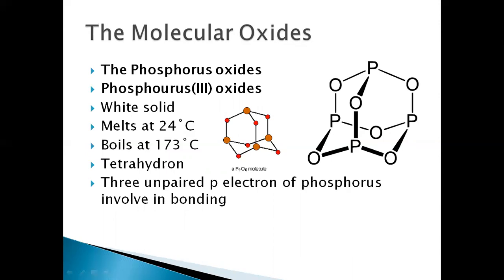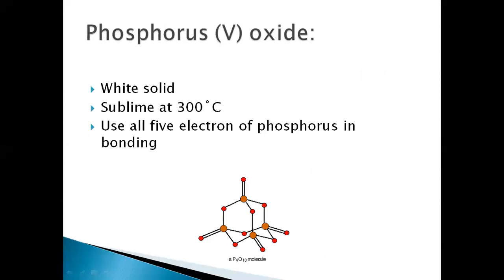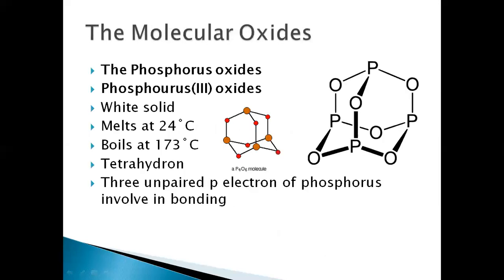3 of the unpaired p electrons of phosphorus are involved in the bonding. As you know, phosphorus belongs to group 5, so it has 5 electrons in its outermost shell, and out of these 5 electrons, 3 are involved in bond formation, meaning there are 3 unpaired p electrons of phosphorus involved in the bonding. So next, that is phosphorus 3 oxide.